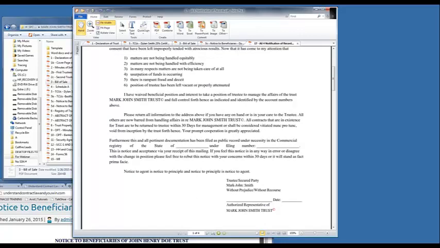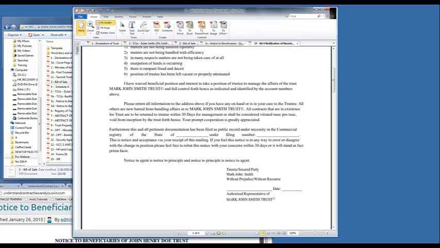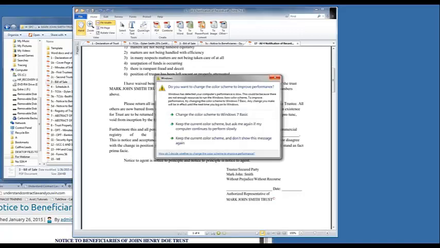All others are now barred from handling affairs in regards to Mark John Smith Trust. All contracts that are in existence for the trust are to be returned to the trustee within 30 days for management or shall be considered vitiated, nunc pro tunc, void from inception by the trust forth hence. Your prompt cooperation is greatly appreciated. Furthermore, this and all pertinent documentation has been filed as public record under necessity in the commercial registry of the state of whatever, under filing number, whatever. You're going to handwrite that in.